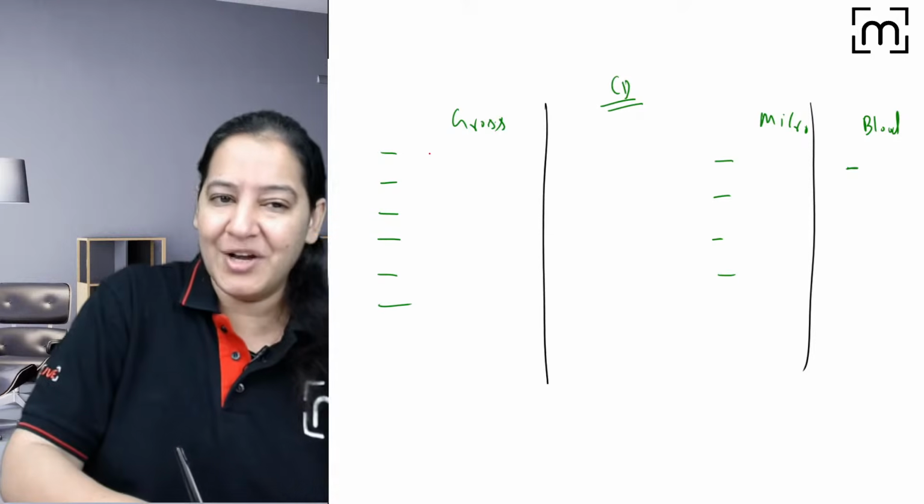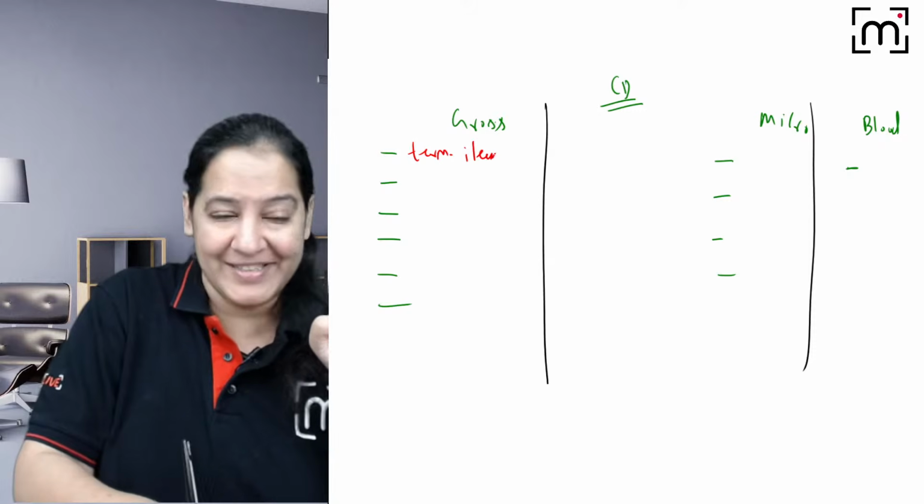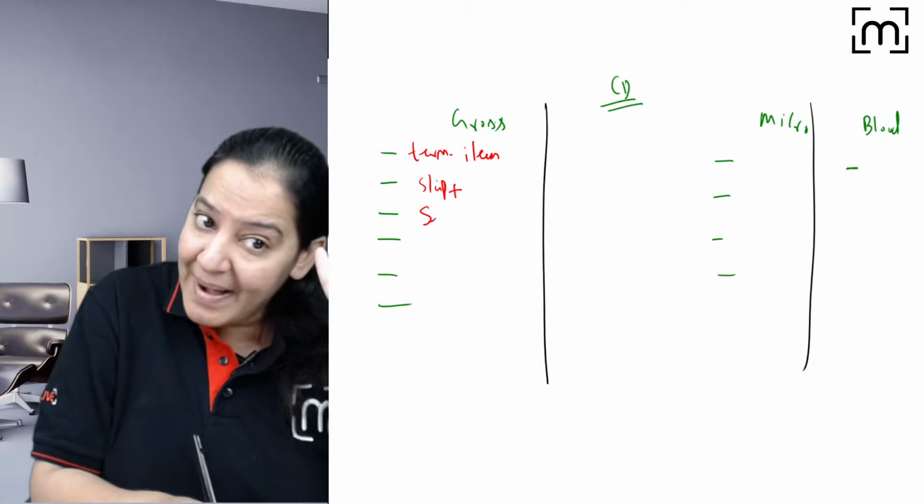I will try. So in the gross, write down it starts with terminal ileum, right? Starting point. Then write skip areas are present, not continuous, right? Then write serpentigenous.